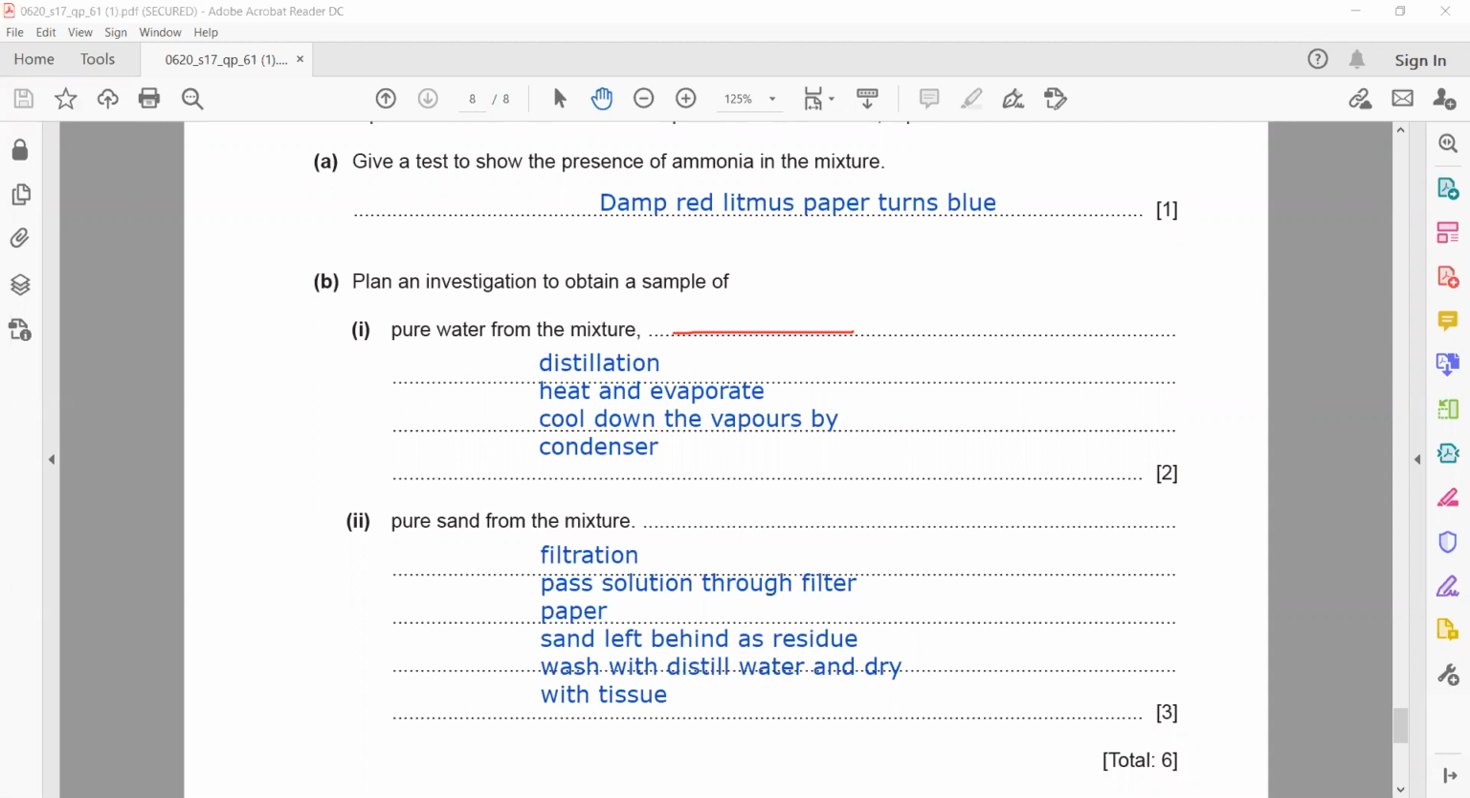So this was Paper 6 of May-June 2017, variant 1. Any other doubt or question?